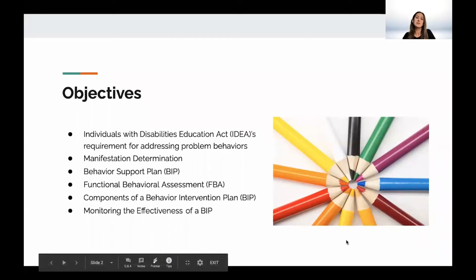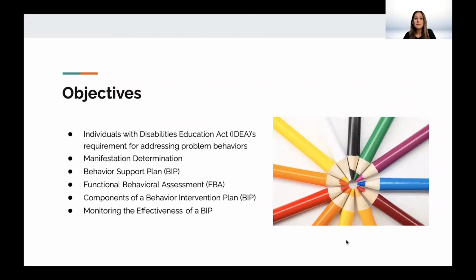Today's objectives are going to be reviewing the IDEA requirements for addressing problem behaviors. We're going to talk about manifestation determination. We're going to review behavioral support plans and functional behavioral assessments. We're going to review the components of the behavioral intervention plan, or BIP, and then look at how we're going to monitor the effectiveness of this behavior intervention plan.